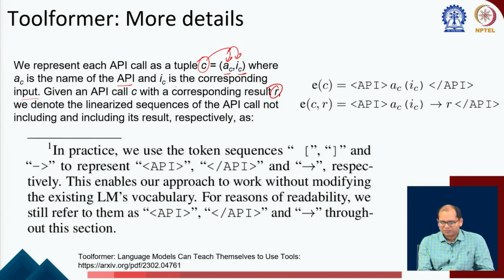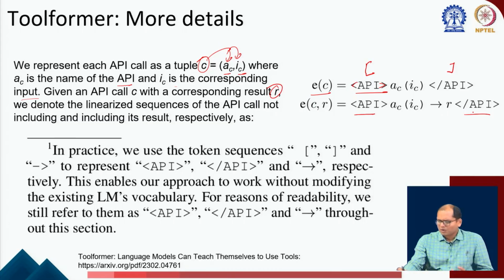Now this is how you can call the sequences. This is EC, just the call without the result, starting with API. While they were using XML-like tags in the paper, in the actual code they have just used the open bracket and the closed bracket, right? But we will simply go with API open and API close, right?